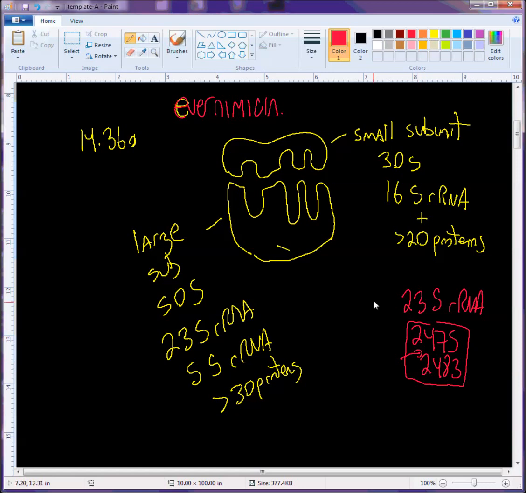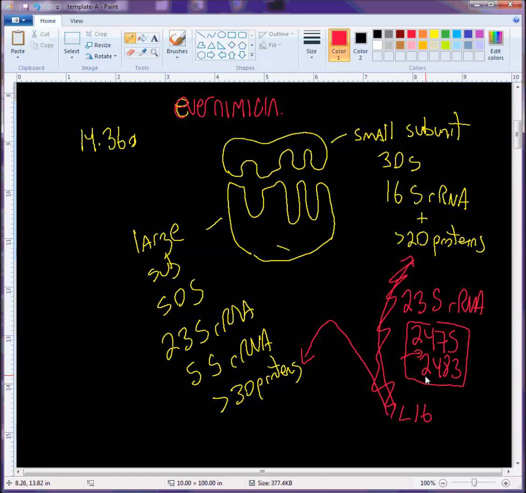Another one: if you have a mutation in L16, which is the name of a protein that makes up one of these proteins over here, then that also leads to reduced sensitivity to this antibiotic.